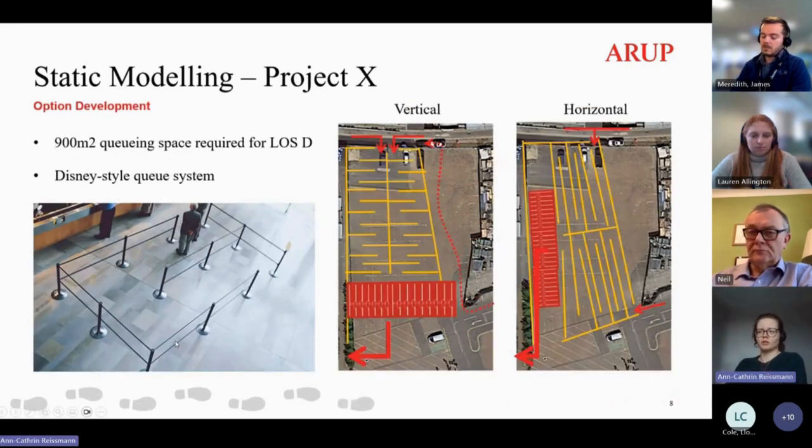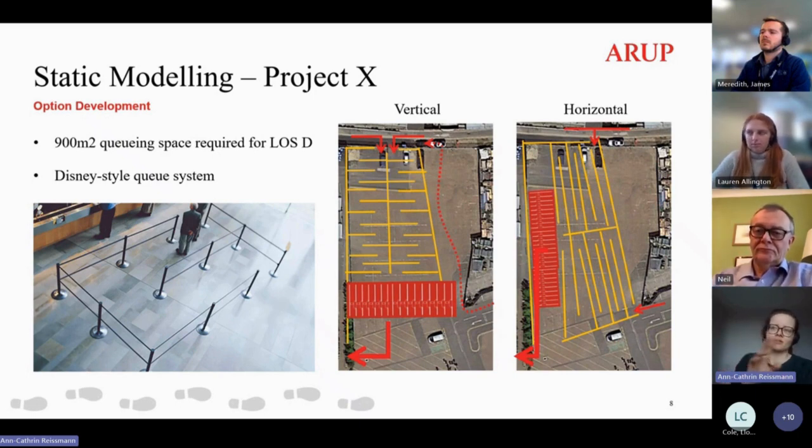In terms of optioneering, we established that you need about 900 square meters to achieve level of service D, and went through various iterations. You can see some very early stage sketches which aren't to scale, but were just workshopped through. And they both rely on this Disney style queue system, which you'll have seen at airports and events.